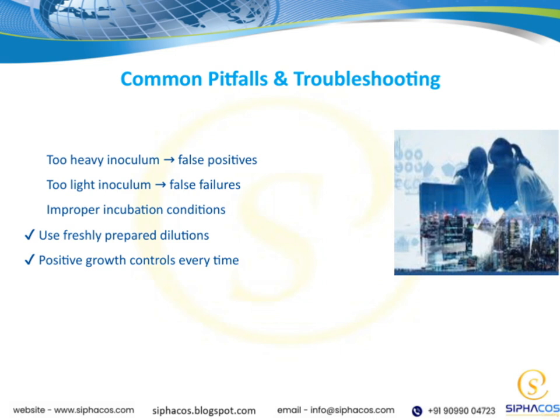To help avoid these issues, always use freshly prepared dilutions. This helps maintain consistency and accuracy. And don't forget to include positive growth controls every time. They serve as your benchmark, confirming that your environment and procedures are working correctly. By paying attention to these points, you'll improve reliability and troubleshoot effectively when things don't go as planned.